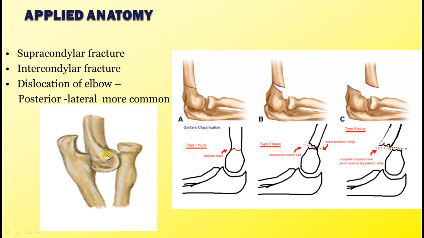Dislocations of the elbow joint, as you are able to see here, might be inferior dislocation, or superior dislocation, or medial and lateral dislocation. Supracondylar fracture is most common when you fall on an outstretched hand. Now how do you distinguish between a supracondylar fracture and an elbow dislocation?